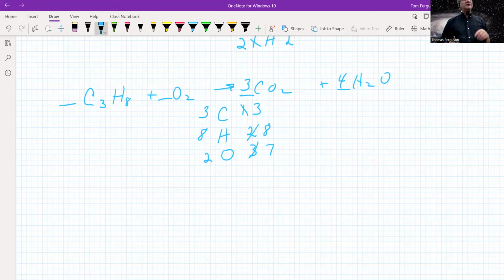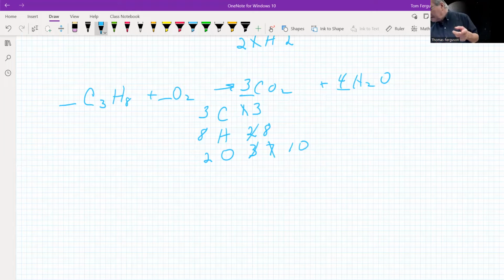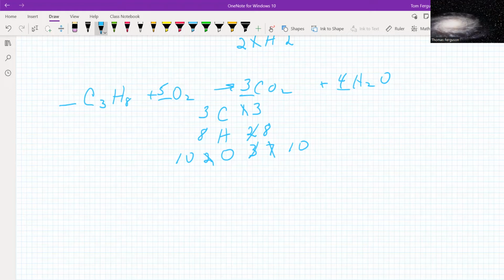Now that's changed the oxygens once again. So we got 6 plus 4 is 10 now. So everything is fixed except for the oxygens. What can we do to fix the oxygens on the left? 5. So it's balanced now. Guess and check. And make sure, because frequently when you change the coefficient, you change more than one thing.